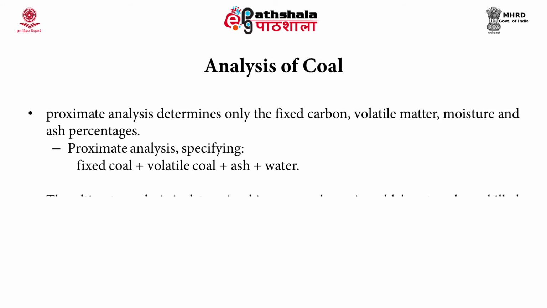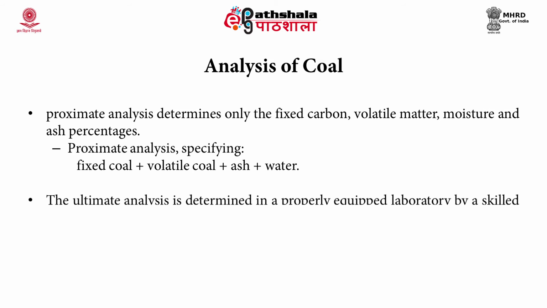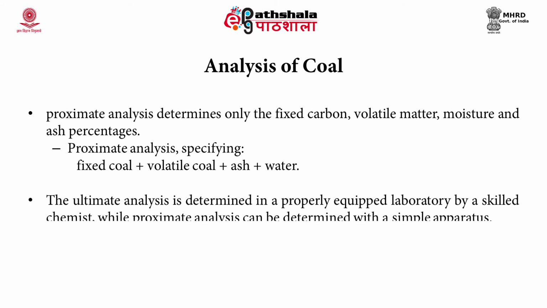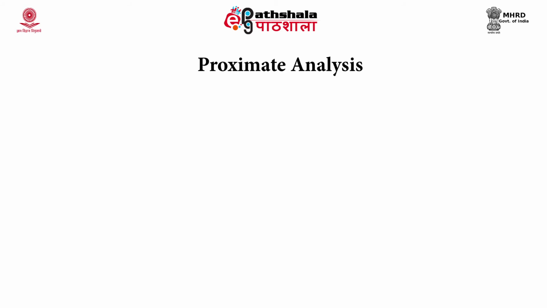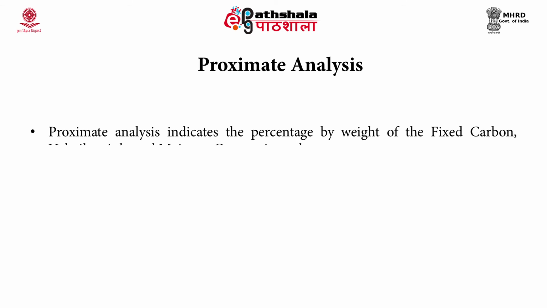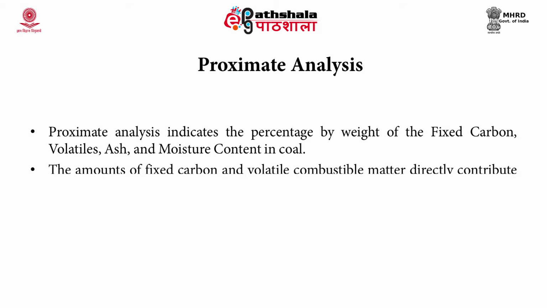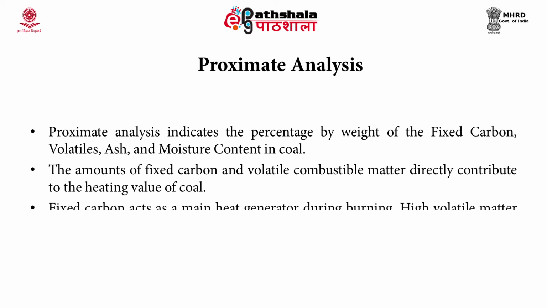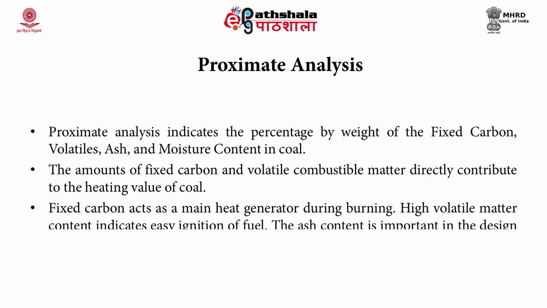The ultimate analysis is determined in a properly equipped laboratory by a skilled chemist, while proximate analysis can be determined with a simple apparatus. Proximate analysis indicates percentage by weight of the fixed carbon, volatile, ash and moisture content in the coal. The amount of fixed carbon and volatile combustible matter contribute directly to the heating value of the coal. The fixed carbon acts as a main heat generator during the burning process. If the volatile matter is high, it indicates easy ignition of the fuel.